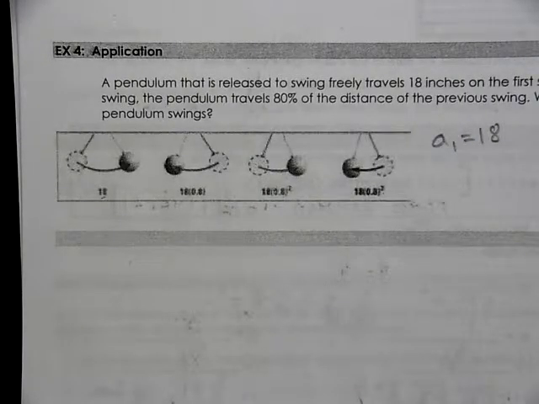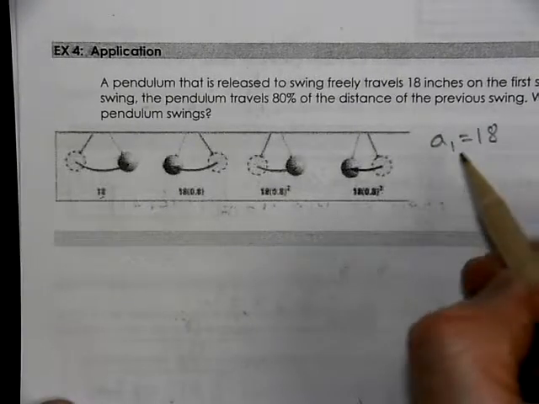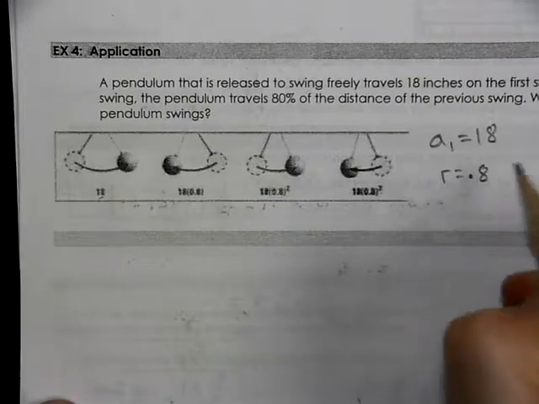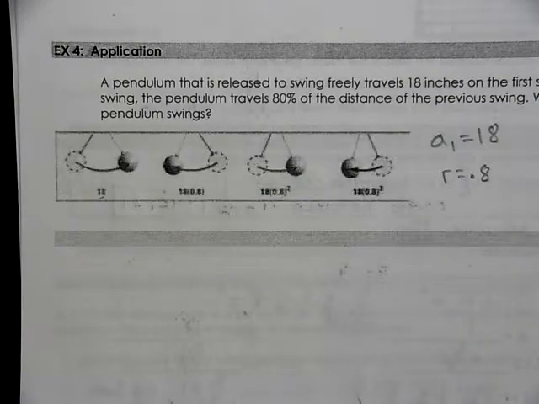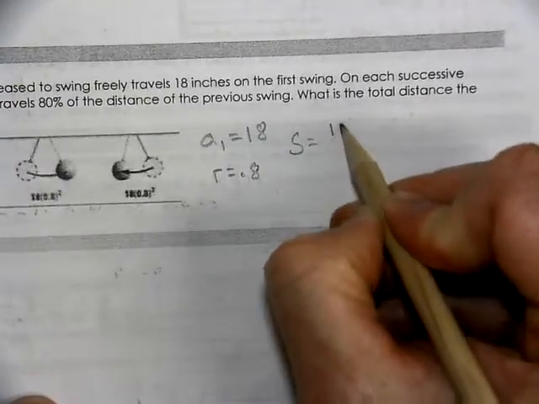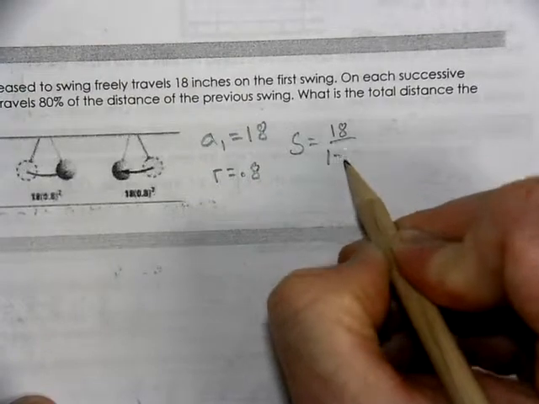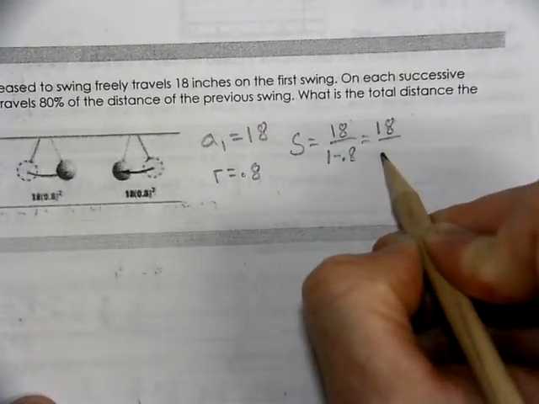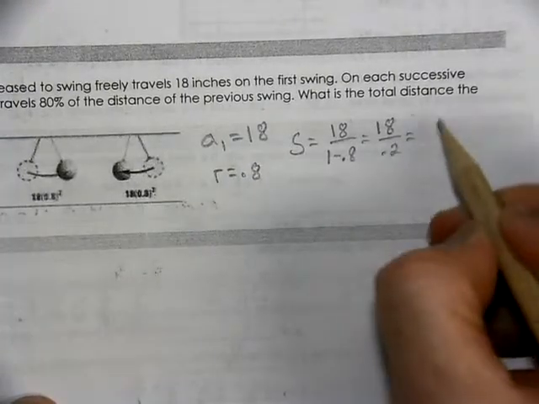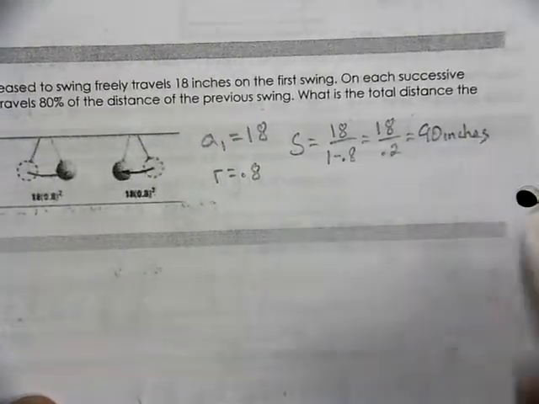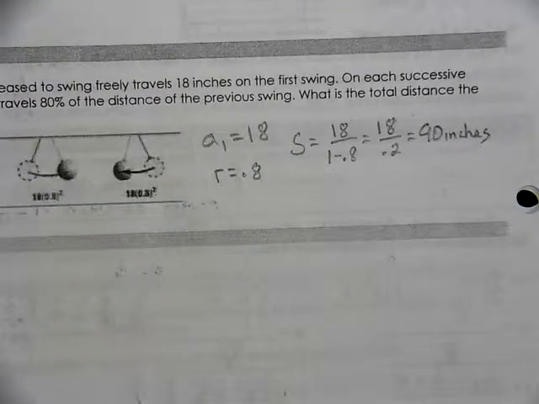We know what the first term is. We know what the ratio is. So we just use our formula. To show that that would travel 90 inches.